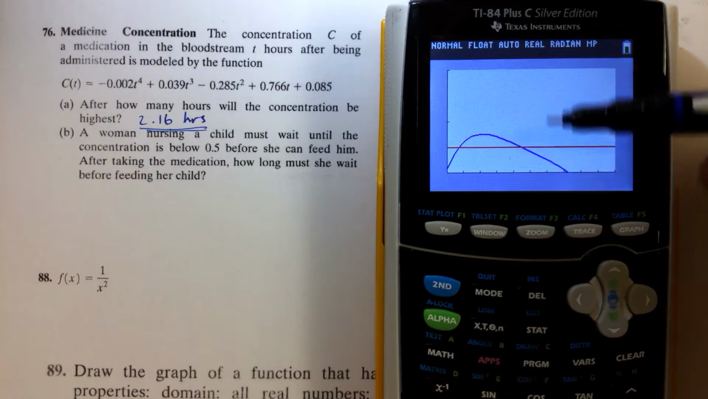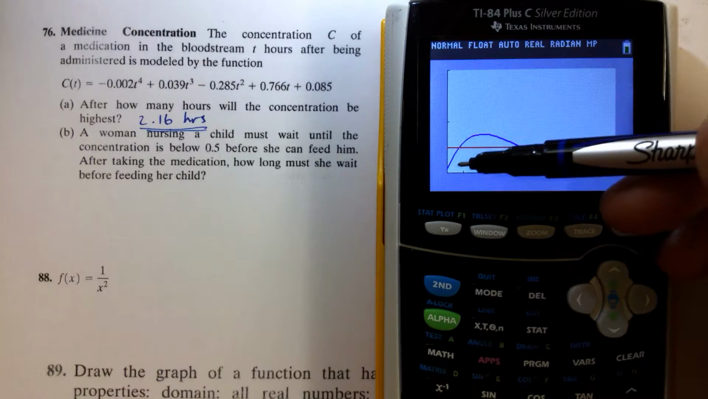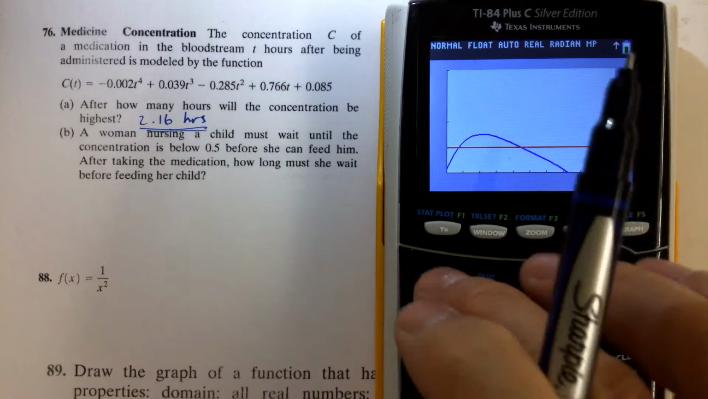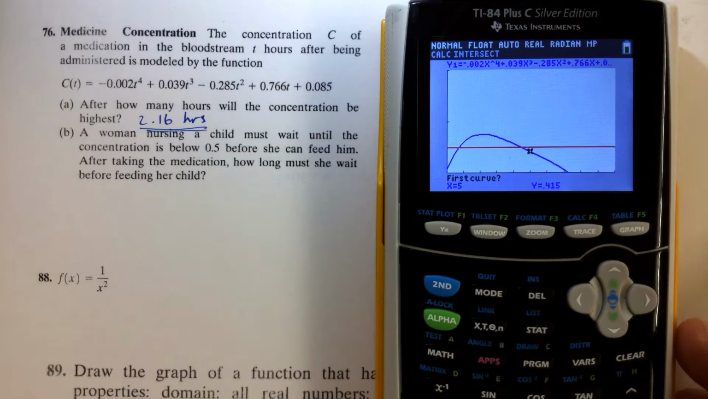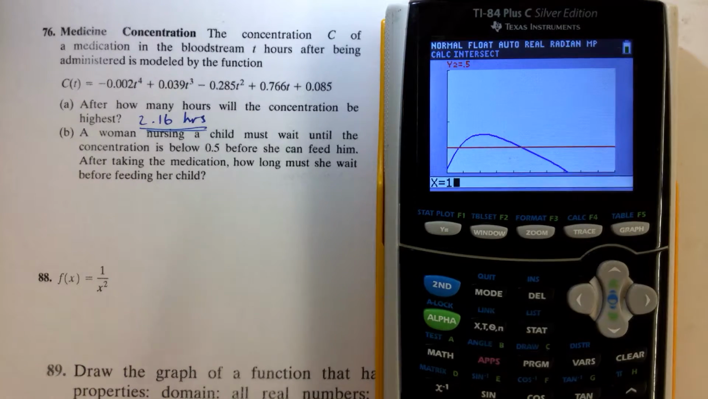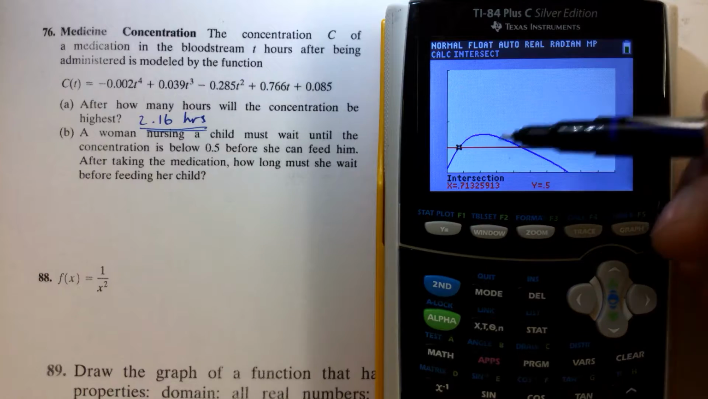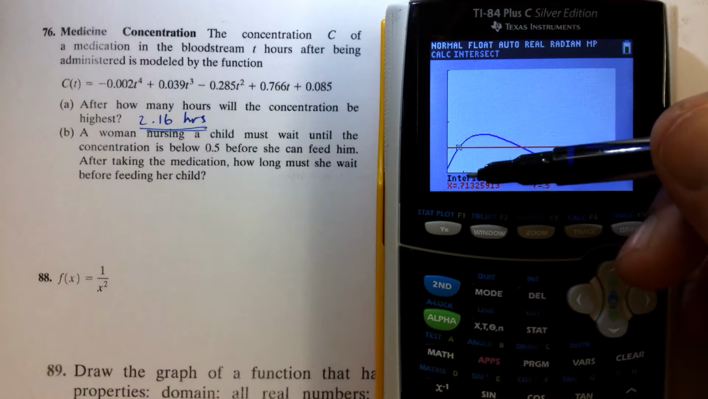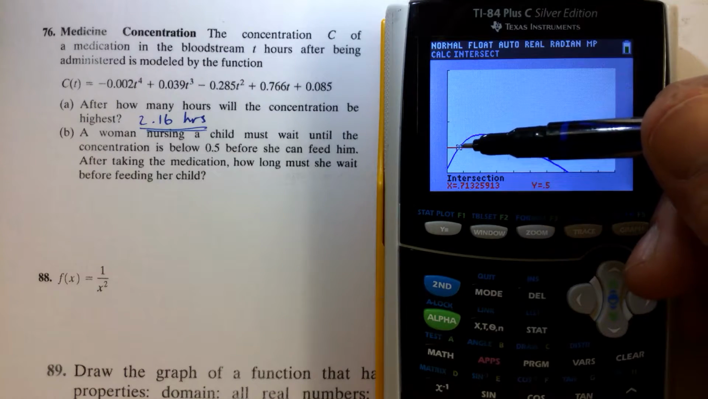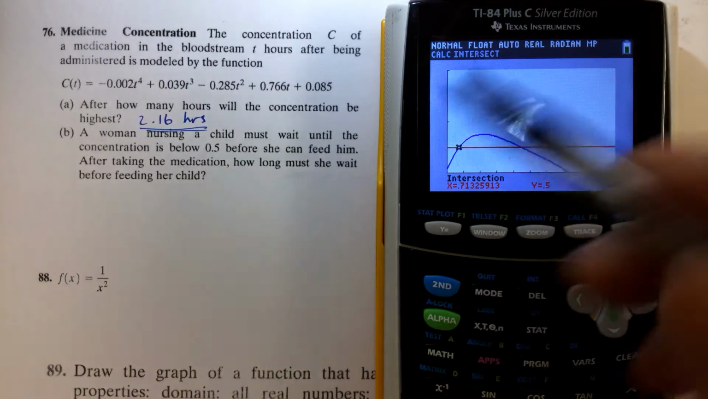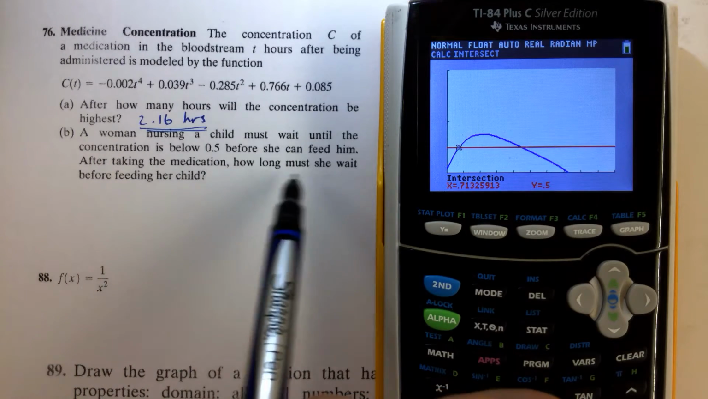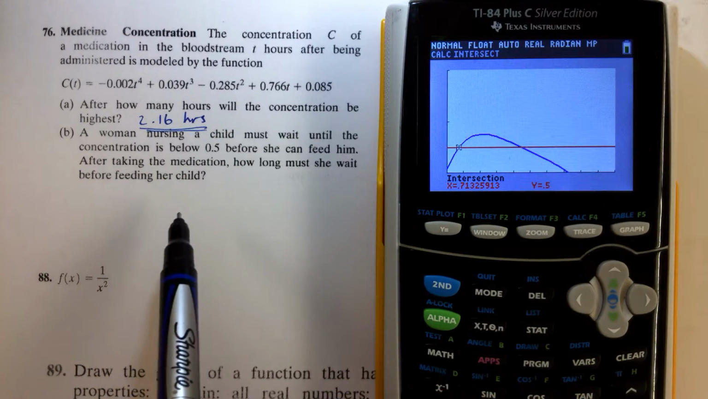So we could see initially she could feed her child up until a certain point. So we want to second calculate the intersect, enter, and then we're going to put a 1 in there for our guess. So up until 0.7 hours after she takes the medication, she could still nurse. But it says, after taking the medication, how long must she wait before feeding her child?